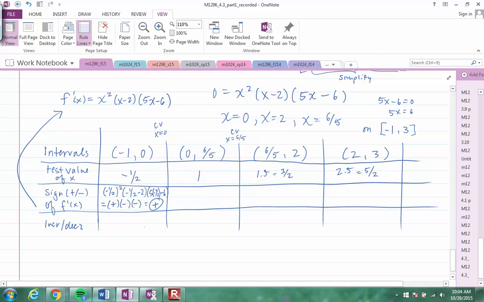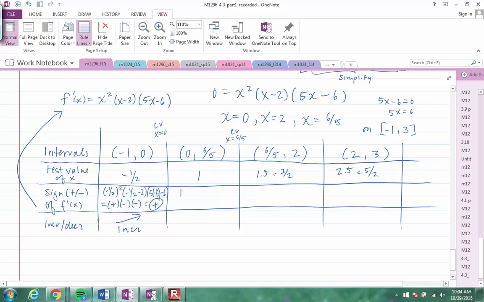Just need the sign. So the conclusion here is that it's increasing. If you want to make a little arrow going up left to right, that's fine. And we just do the rest of these entries in that style. So I'll write out the work for some of these.